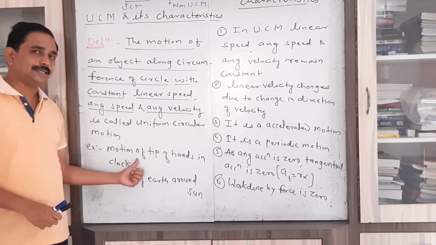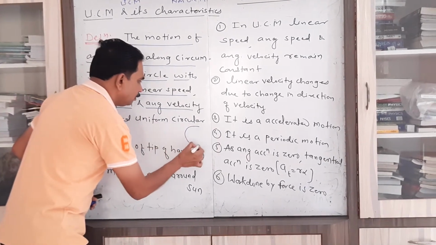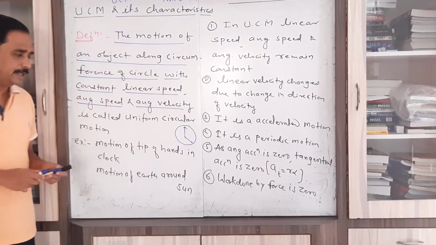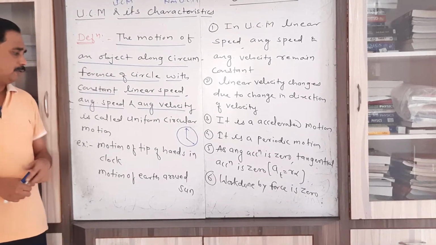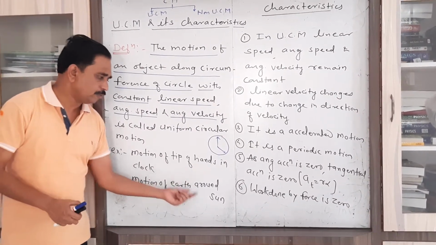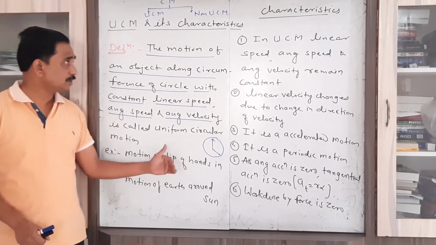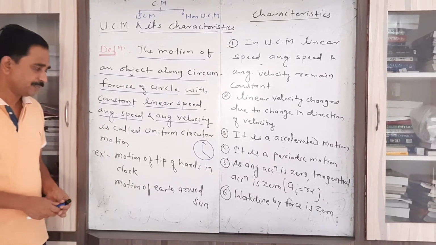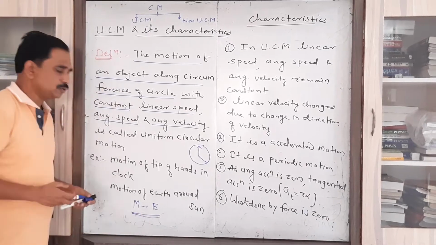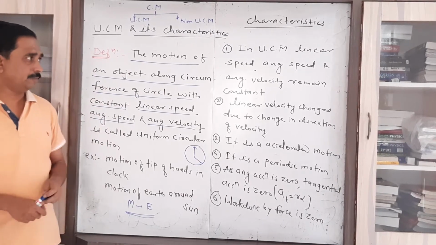You can give the example of uniform circular motion as in a clock, the motion of the tip of the hands is considered as a uniform circular motion. And we can also consider Earth revolving around the sun. That's why the motion of Earth around the sun is also considered as a uniform circular motion. We can also consider the moon revolving around the Earth. Therefore, the motion of the moon around the Earth is also considered as a uniform circular motion.